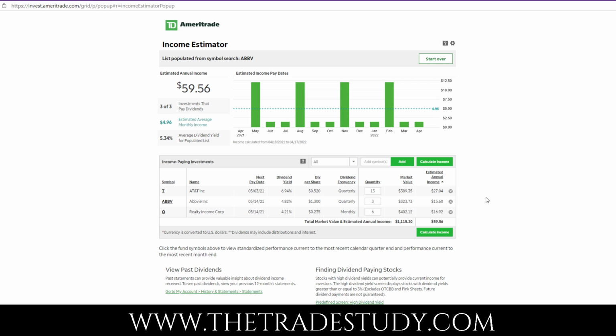Gonna do a quick video, part two, I guess you could say, on the Income Estimator Tool provided by TD Ameritrade. In the first video, I talked about the Income Estimator Tool, how it works, some of the different features it has here: the dividend yield, dividend per share, the frequency, whether it's paid out quarterly, monthly, a lot of good information that's provided here on this tool.